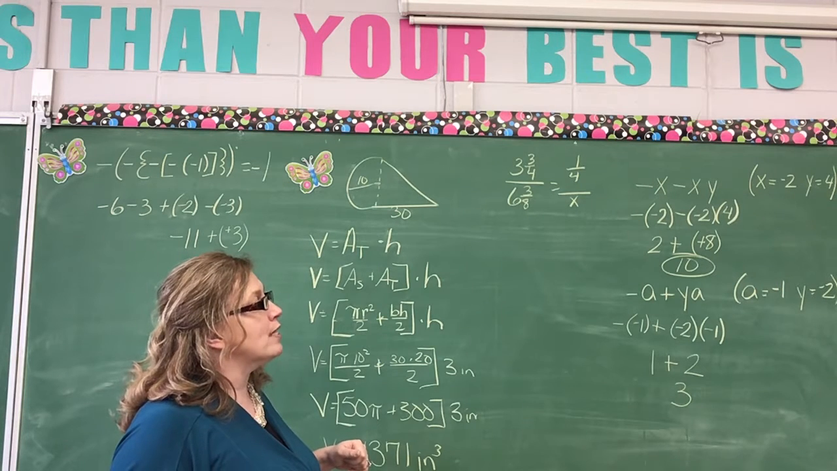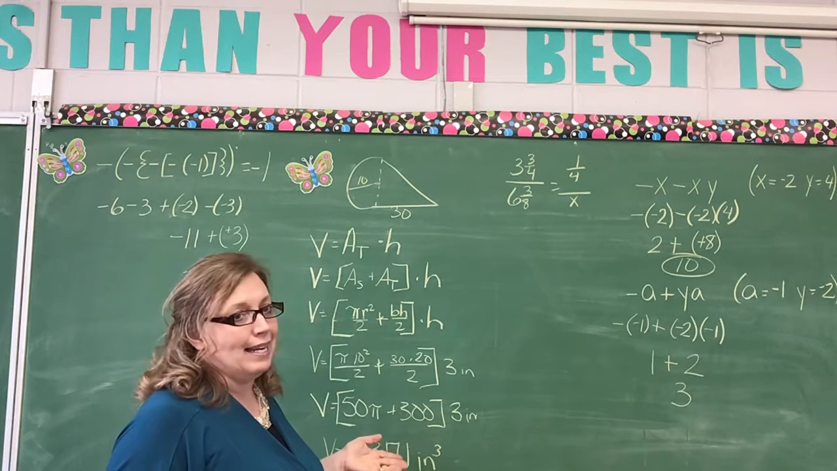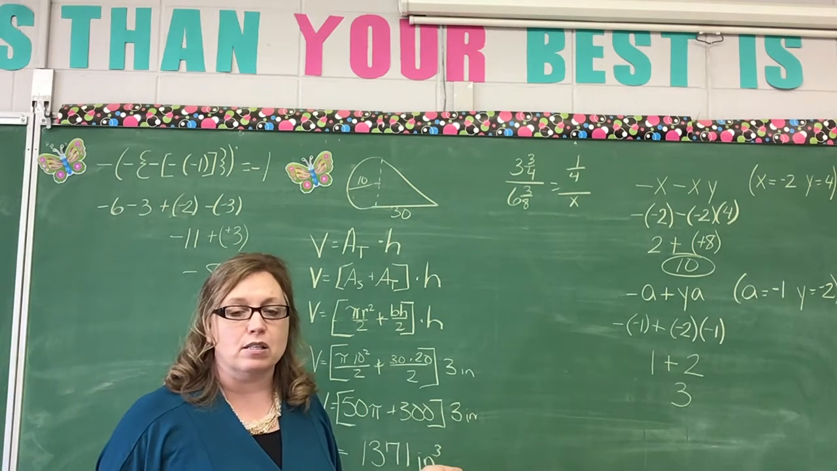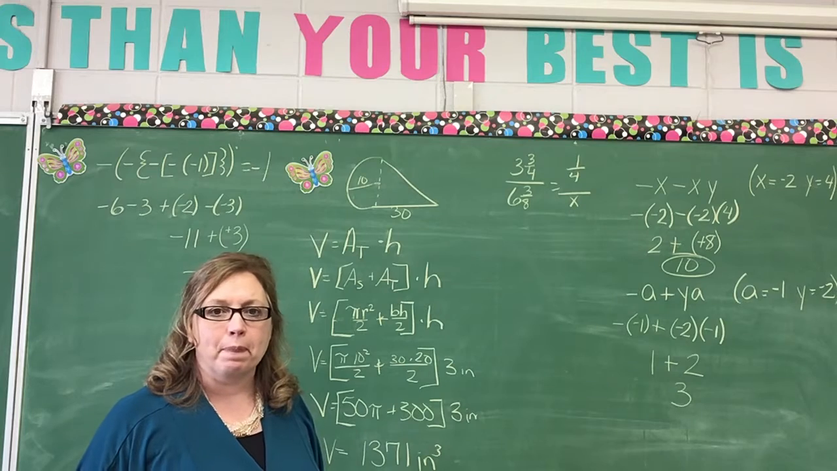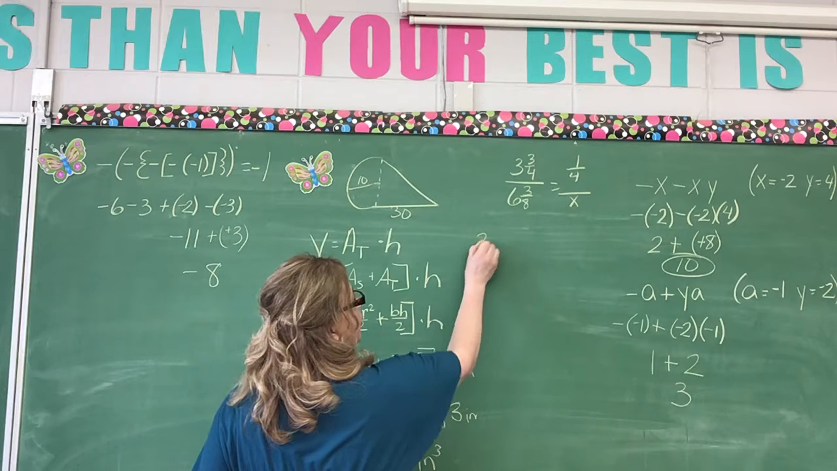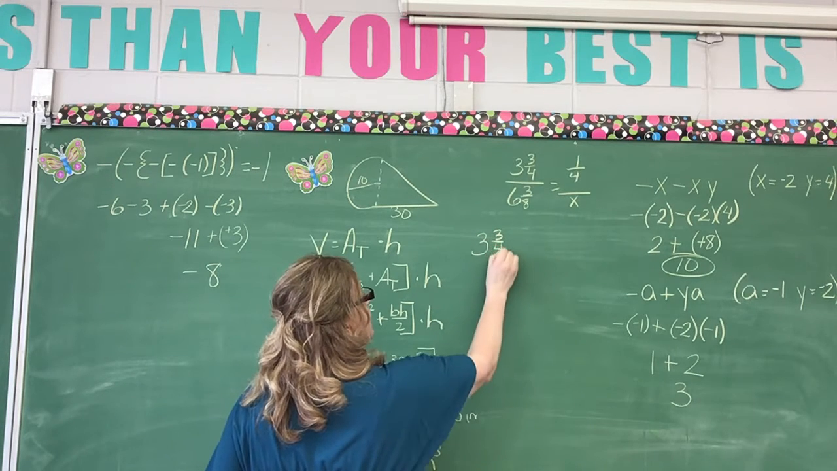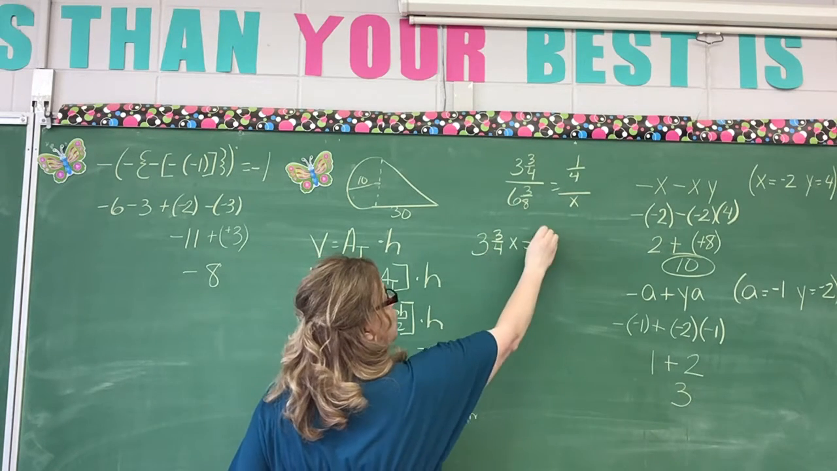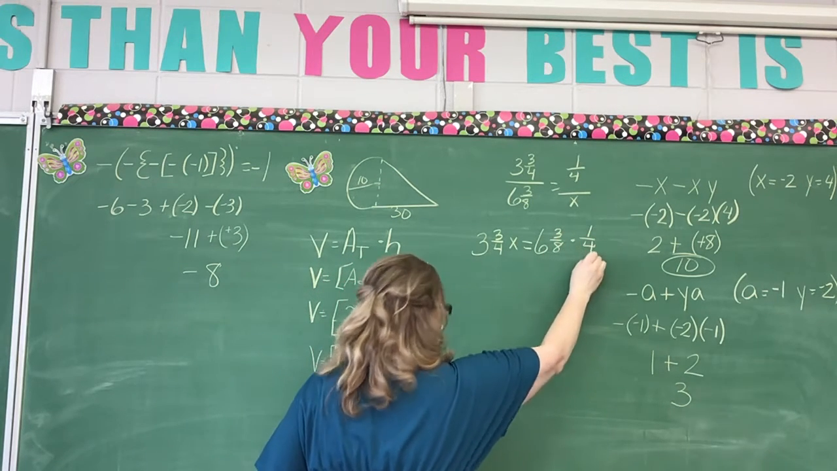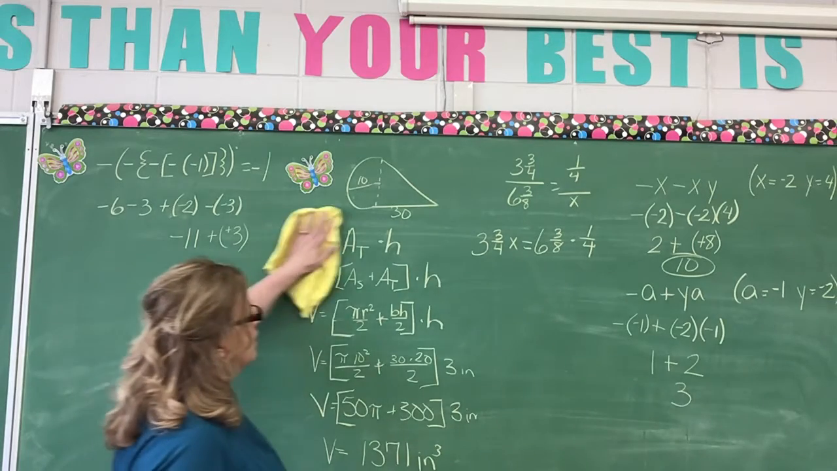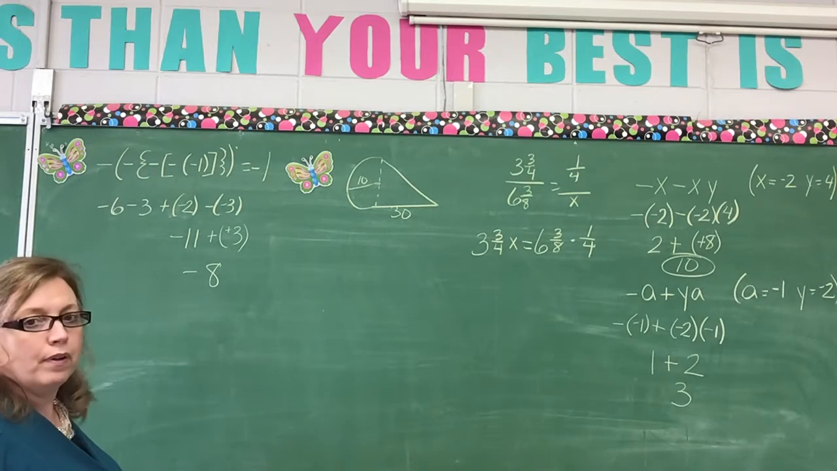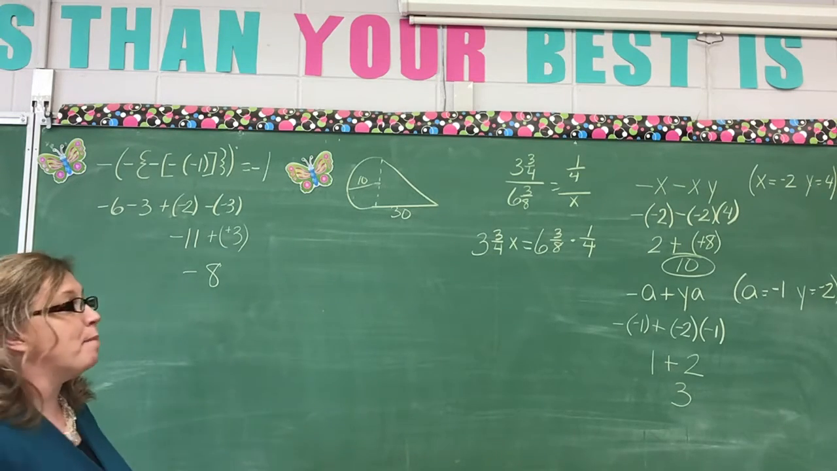3 3/4 divided by 6 3/8 is equal to 1/4 over x. What is x? How do I solve this problem? Hopefully you said cross multiply. Okay, so we're going to say 3 3/4 x is equal to 6 3/8 times 1/4. I'm going to erase some of this to give us some room. Now, what are we going to do? We're going to make everything improper.